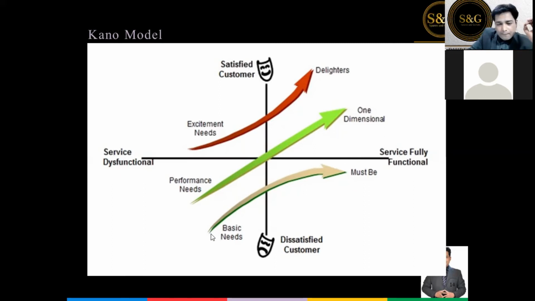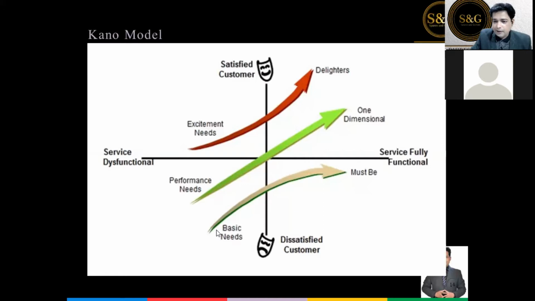Let's understand what a basic need is. If I have a whiteboard marker with me, can somebody tell me what the basic must-be characteristic of this is? What is the basic expectation from the customer? Yes, it should write, exactly. If I purchase it from the market, open it and write, and it doesn't write, it will absolutely dissatisfy the customer.